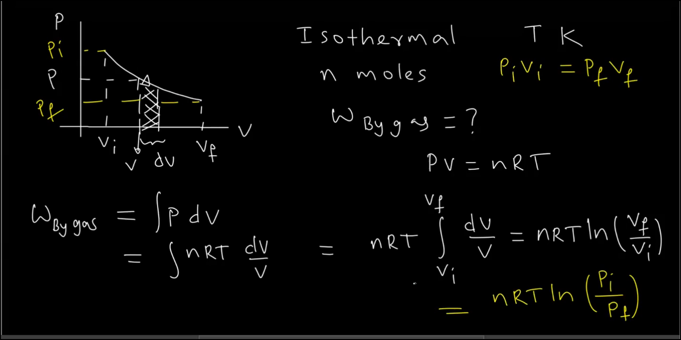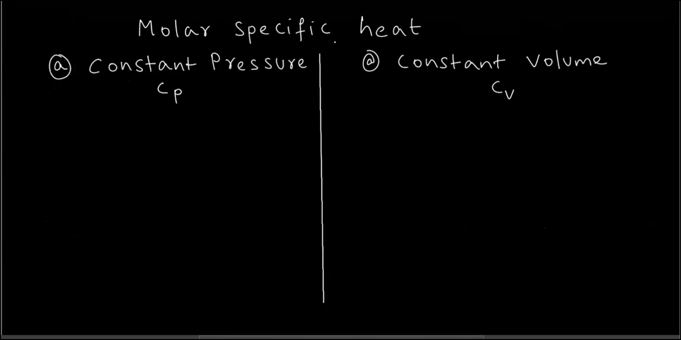Now, do you understand the concept of molar specific heat? It's the amount of heat required to increase the temperature of 1 mole of an ideal gas by 1 degree Celsius or 1 degree Kelvin. When it comes to gas, you can do this in two ways. One, you can increase the temperature of the gas by keeping the pressure constant. The other is you can do that by keeping the volume constant.